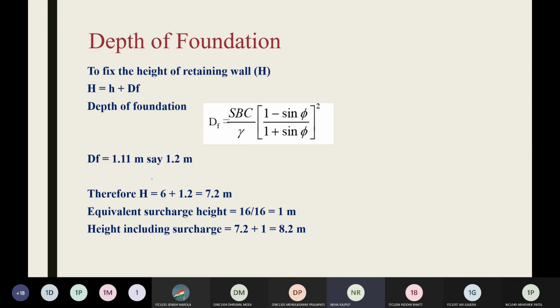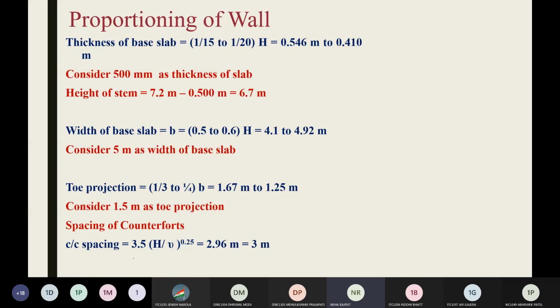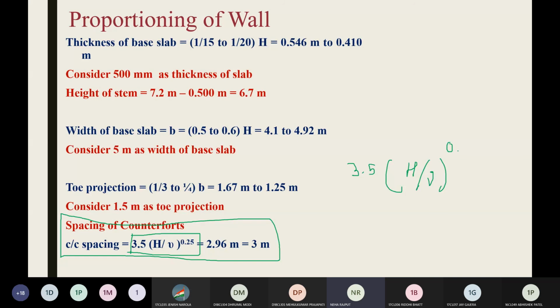One thing you need to know is how to find the spacing of counterfort members. This spacing of counterfort members you can find by this equation, which is readily available from the book. So 3.5 times capital H upon unit weight of soil raised to 0.25. Here capital H is the total height of the retaining wall, and this is the unit weight of soil. So you can find the spacing between the counterfort members. Here 2.96, so 3 meter.